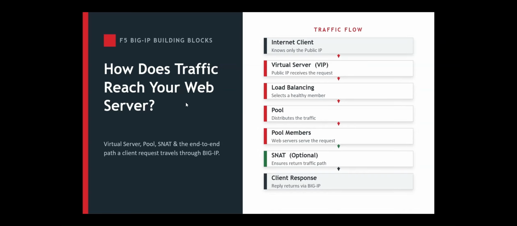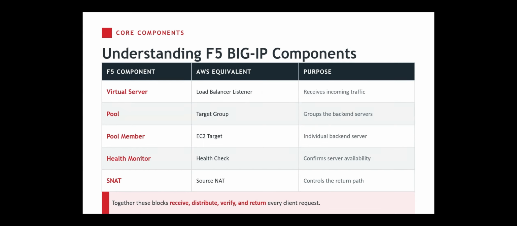Before configuring a web application firewall, it's important to understand how traffic flows through an F5 BIG-IP device. Every client sends traffic to a public IP address, known as the virtual server or VIP. The virtual server receives the request and forwards it to a pool, which contains one or more backend web servers called pool members. Depending on the load balancing method, one of these servers processes the request.